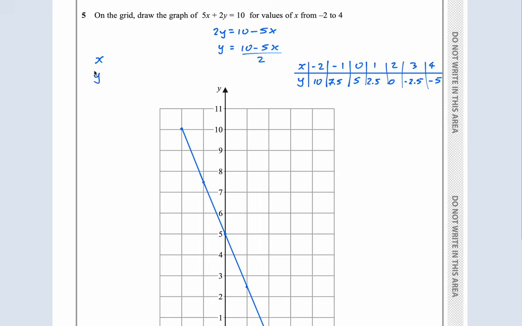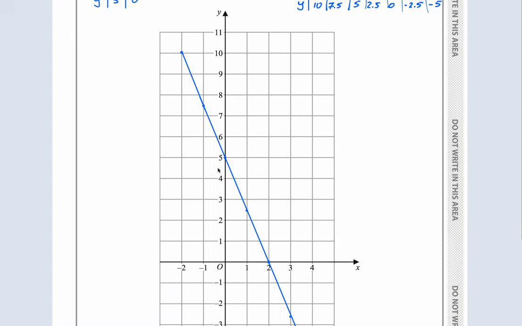You do similar kind of thing, a table of values, but you only need 2 points to draw a line. Because think about it, if I just had 2 points, I just join the 2 points and continue the line. So I like to actually do when x is 0 and I sub 0 in here, which means that disappears, 2y equals 10, which means y is 5. So when x is 0, y is 5, and when y is 0, x is, 5x equals 10, x is equal to 2. So now I just put in my 2 points, 0, 5, and 2, 0.